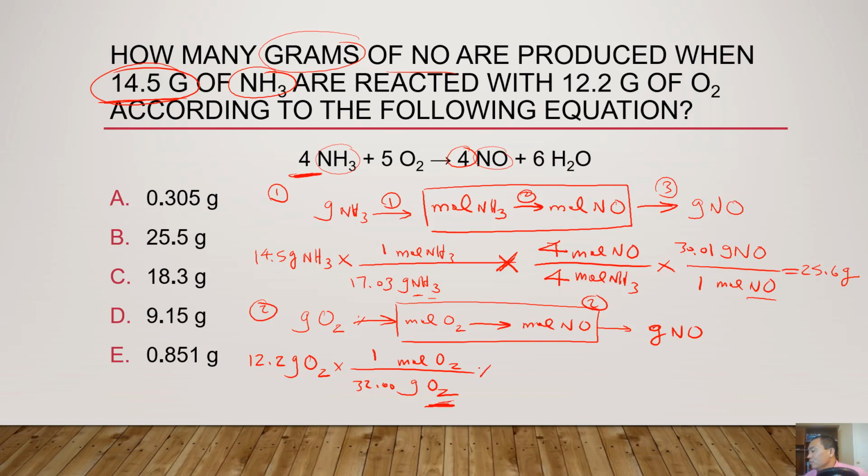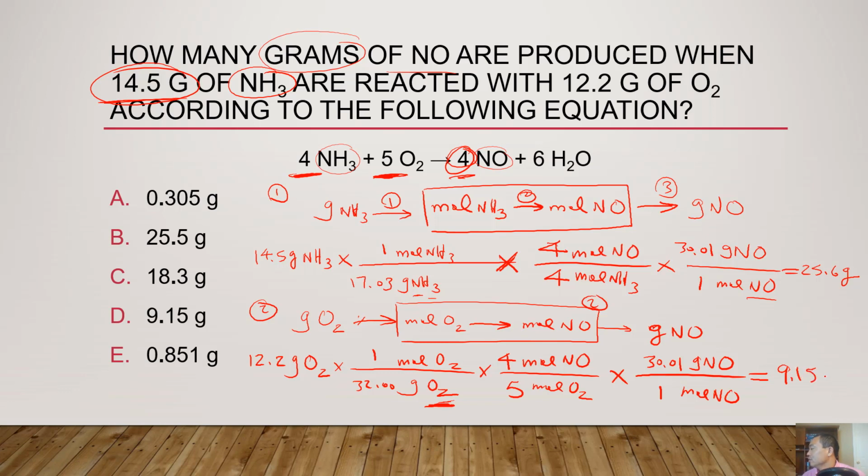Now we convert mole of O2 to mole of NO. Mole of O2 is 5, mole of NO is 4. Now convert mole of NO back to grams of NO. It's molar mass 30.01. We do this calculation, and the number is 9.15.